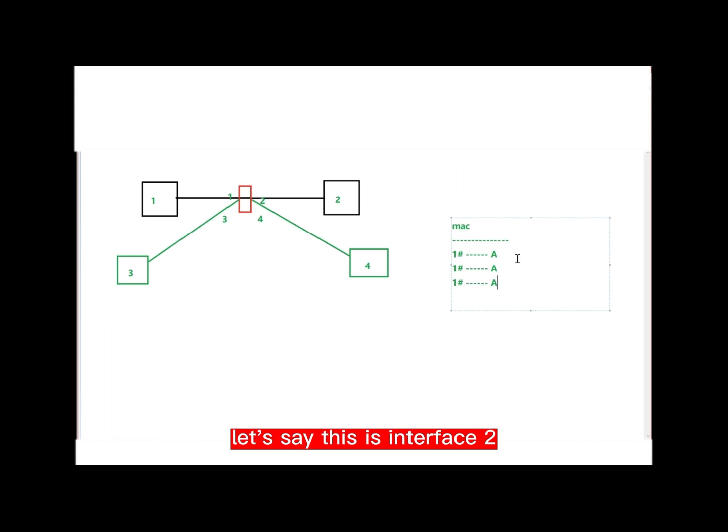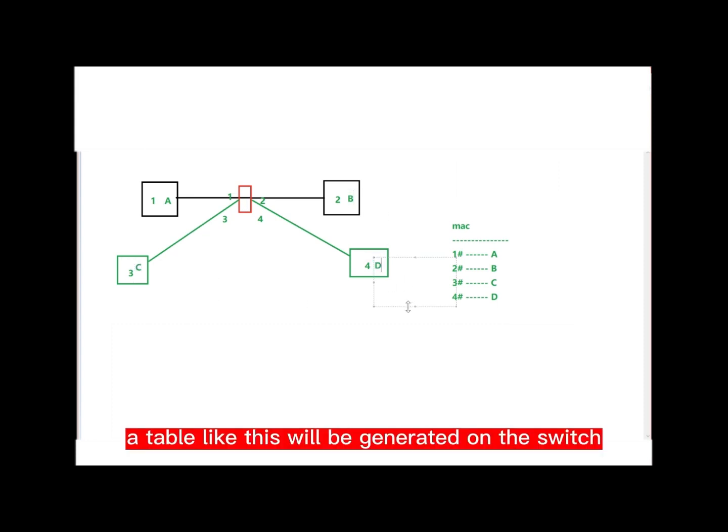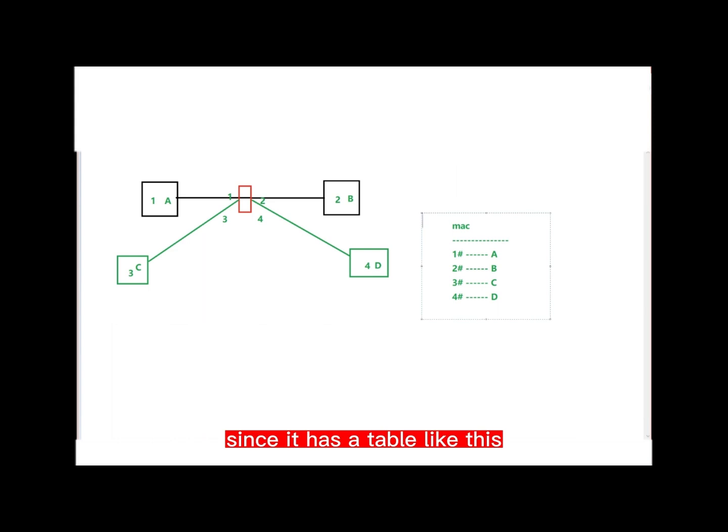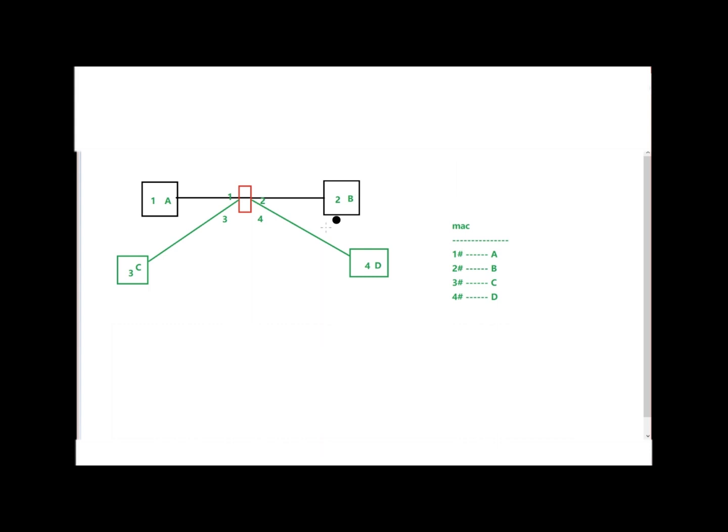Let's say this is interface 2, interface 3, and interface 4. It can store such information locally, followed by B, C, D. Their MAC addresses are A, B, C, D. A table like this will be generated on the switch. Since it has a table like this, it can complete precise forwarding of data. If now PC3 wants to visit PC2, the MAC address of PC2 is B.